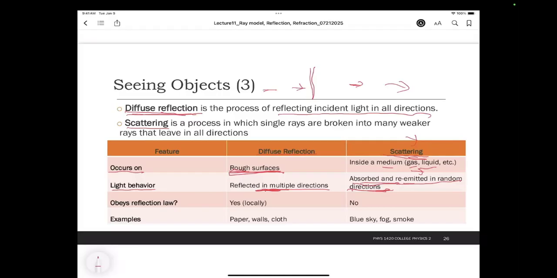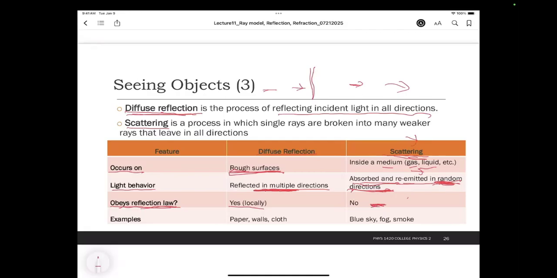And let's talk about it from the reflection law. Incident rays will be reflected and obey the reflection law. But for scattering, it will not, because it will be emitted in random directions. We don't know which direction it will be emitted, so we cannot use the reflection laws to resolve these problems.